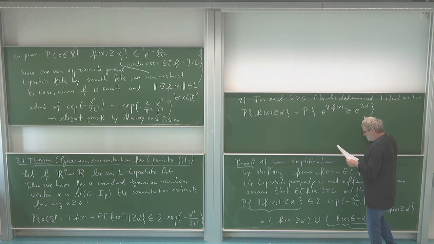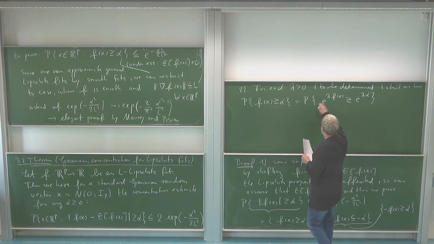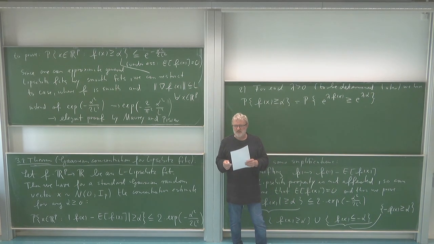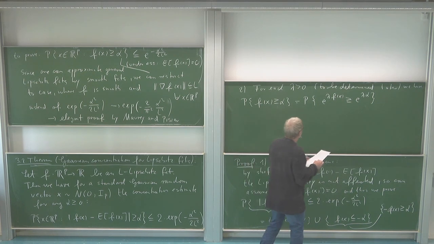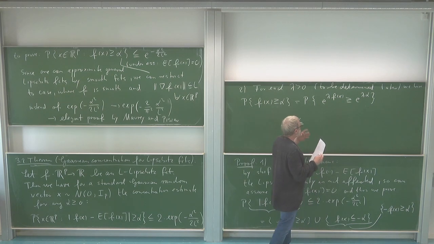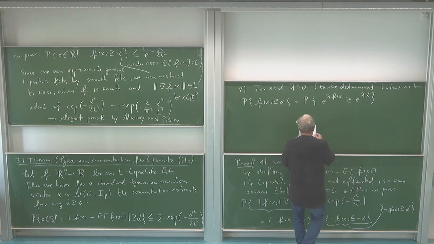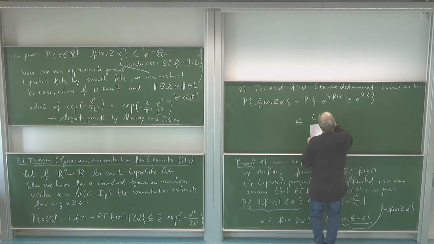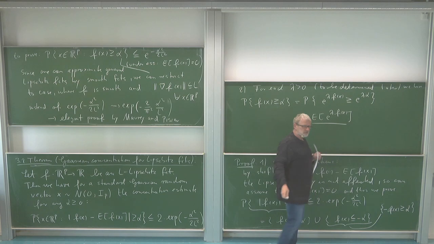So we have this here, and now this we just estimate by Markov. I mean, e to something is a positive function, and the Markov inequality gives us an estimate for probabilities of positive functions. So by Markov, we can estimate this, and what do we have to take? We take the expected value of e to the lambda f of x, and then divide it by what we compare it to.